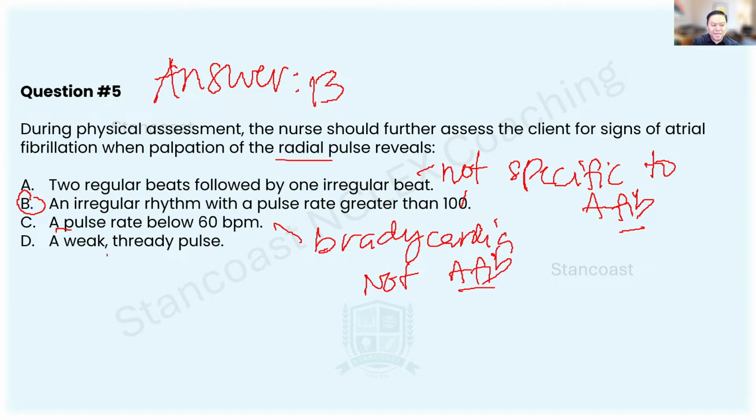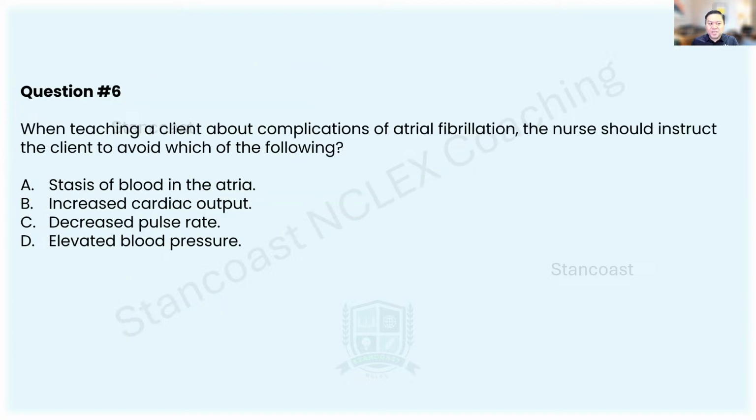What about letter D, a weak, thready pulse? What does that mean? It simply means that the patient is not getting good perfusion. This indicates poor perfusion, but it's not going to be specific to atrial fibrillation. So guys, going back into the assessment of a radial pulse in a patient with AFib, that would be letter B, irregular rhythm with a pulse rate greater than 100. Now moving on to the next question, number 6.